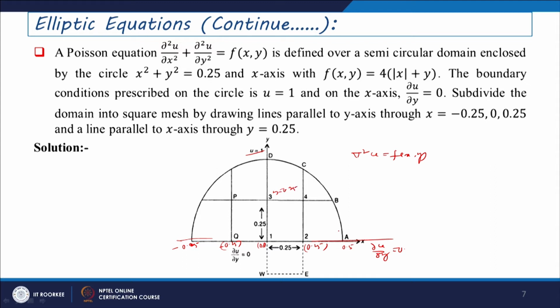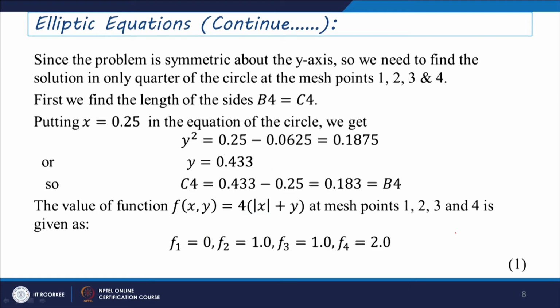So, then we will have regions 1, 2, 3, 4, 5, 6, 7, 8 here. But since the center line is symmetric, it is just used for this problem. So, if you just calculate half of this domain here, the other half we can just consider as the symmetry condition there itself. This problem is symmetric about the y axis. So, we have to find the solution in the quarter of the circle at the mesh points.